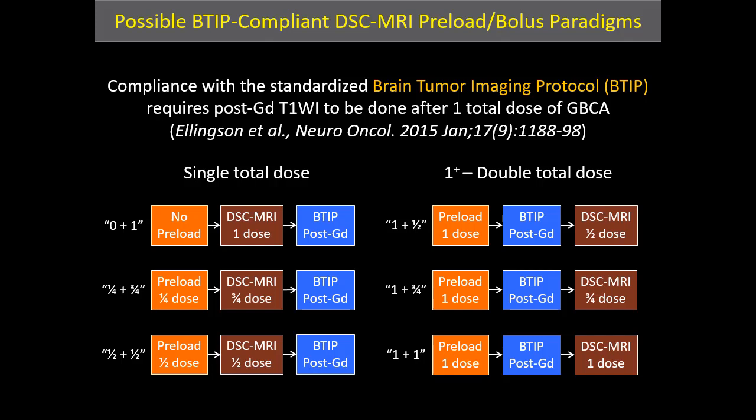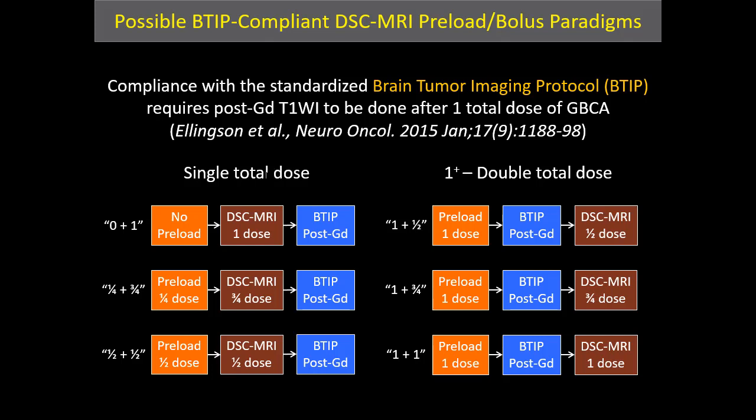Now, we sought compliance with the standardized brain tumor imaging protocol, which, as I mentioned earlier, requires the post-contrast imaging to be performed after one total dose of gadolinium-based contrast. And again, this protocol is advocated by the National Brain Tumor Society. It's really taking root at multiple sites, and so compliance with BTIP is really deemed essential for any DSC protocol.